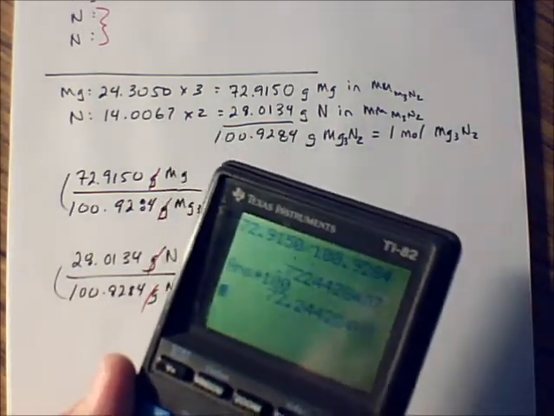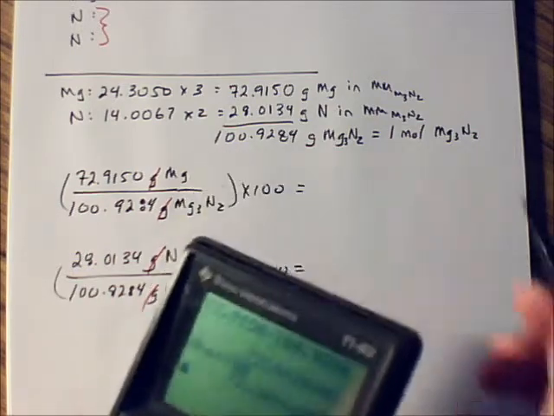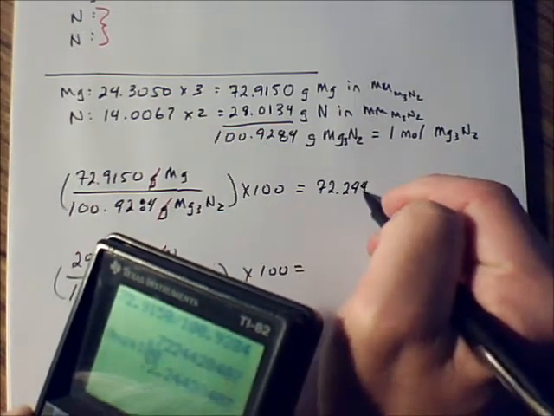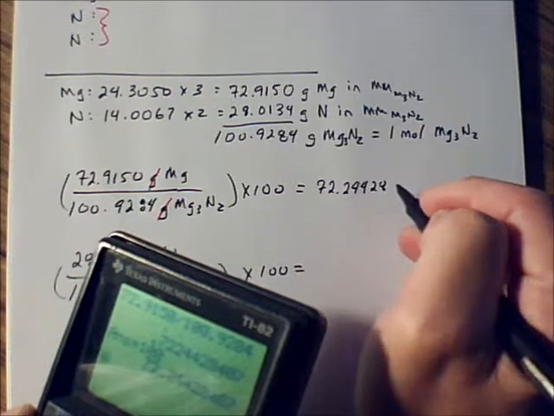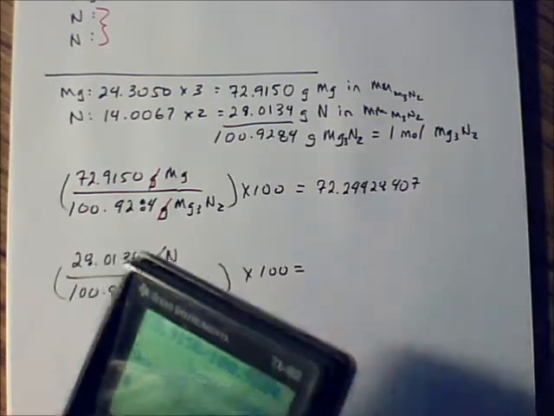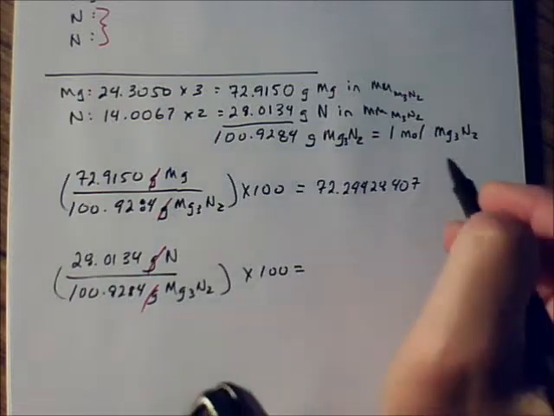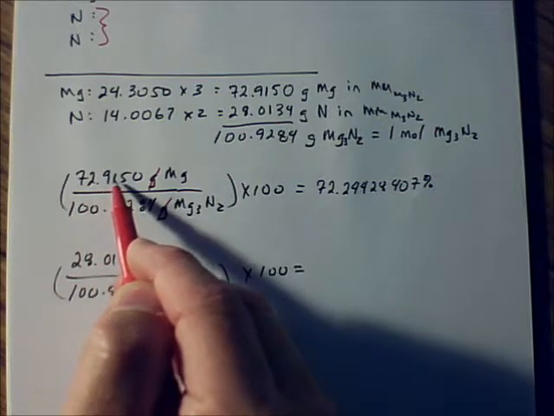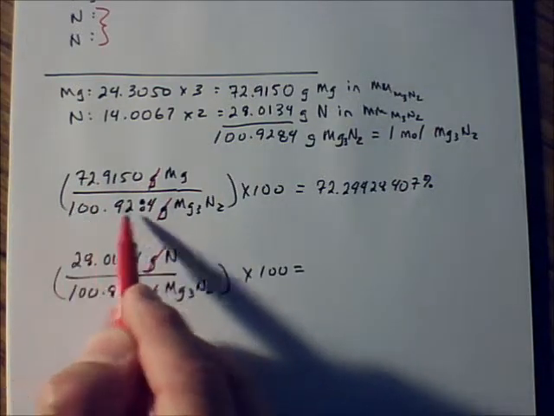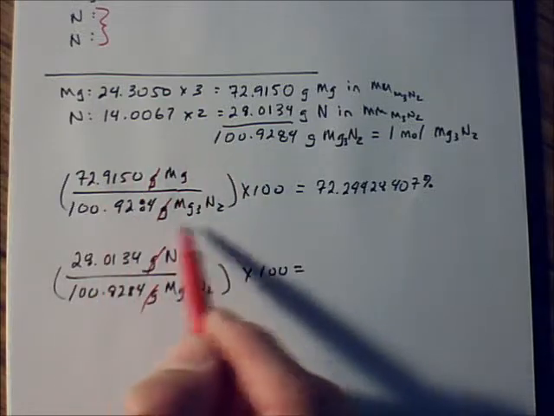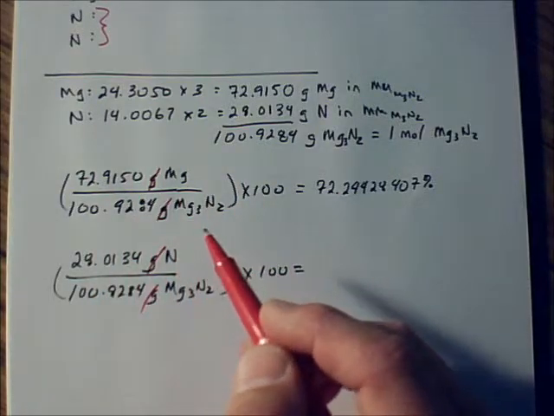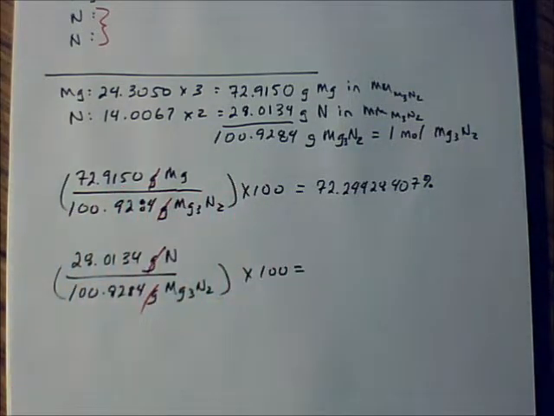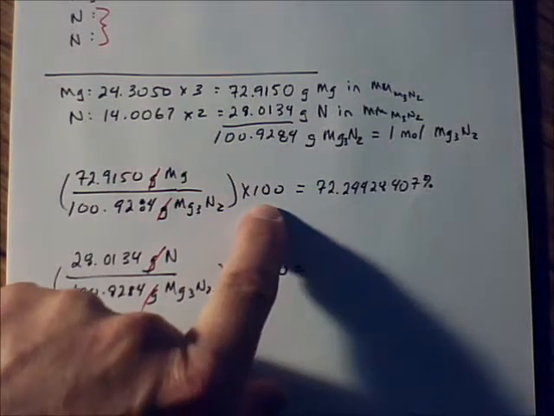Well, that's moved over 2 places. So I get 72.24428407. Do we round it off? Yes, we have to round it off. And that is a percent. This number has 6 significant digits, and this one has 7 significant digits. This is multiplication and division, so we're going to round off to the least number of significant digits. For multiplication and division, it's total digits. And this 100 is a counting number. We don't have to worry about it.